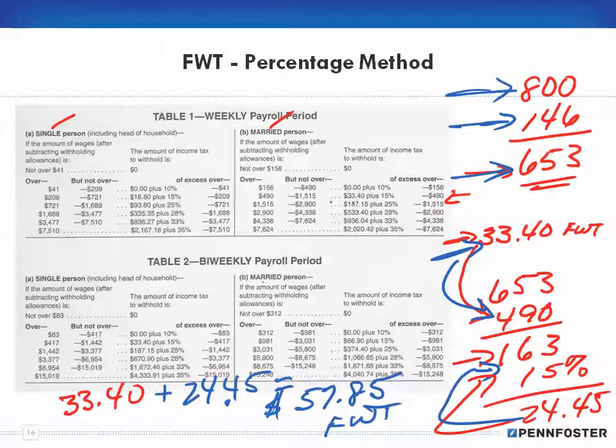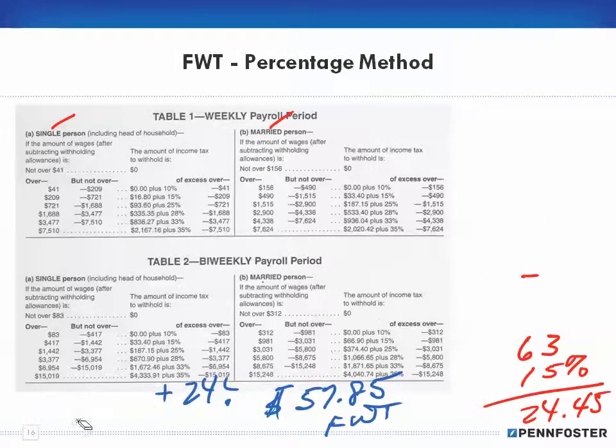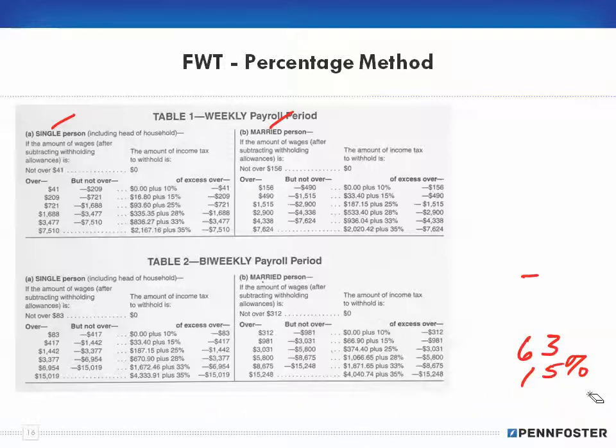It's going to say, okay, on 490, take 3340, and then add the plus 15% of the excess over 490, okay, which in our case here was 163. Okay. So let me erase all of this and clean it up, and then go over it one more quick time, so that you can see it in a little bit easier operation here.